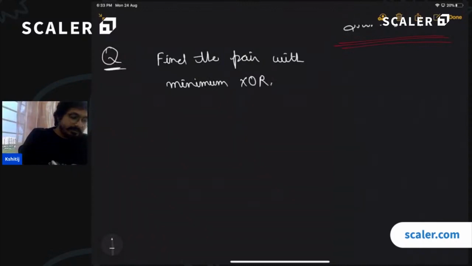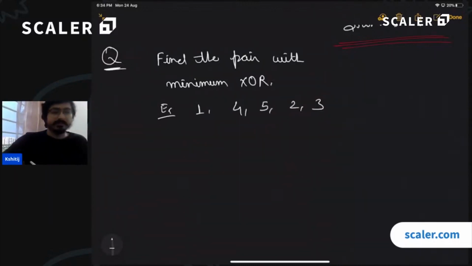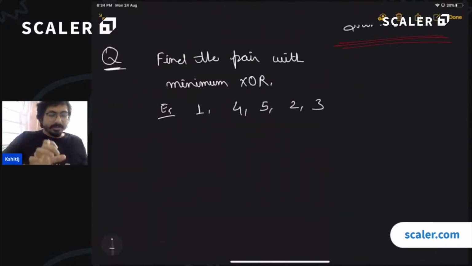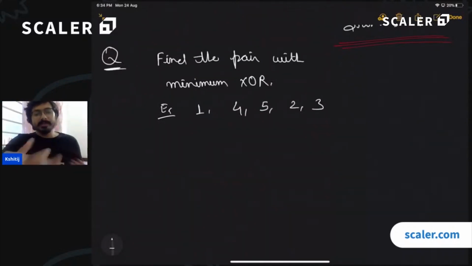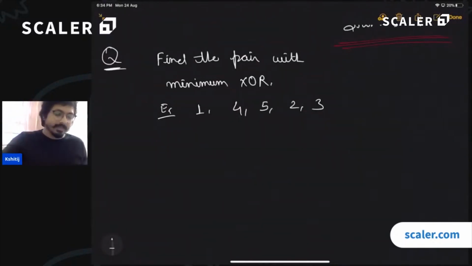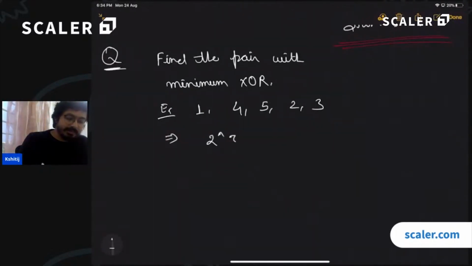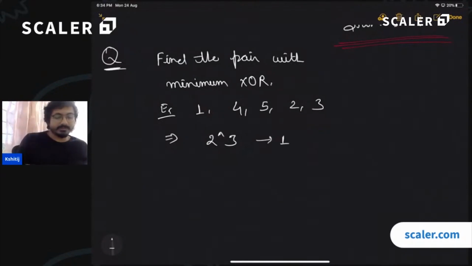So for example, if you have 1, 4, 5, 2, 3, if this is your array, you have to find the pair that has got the minimum XOR. Okay, so now all of you who have already solved this problem, can you guys quickly tell me what is the best way to do this? In this case, the minimum XOR is going to be between 2 and 3, which is going to be 1.